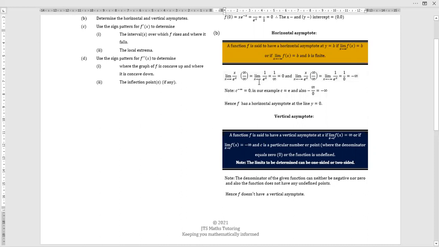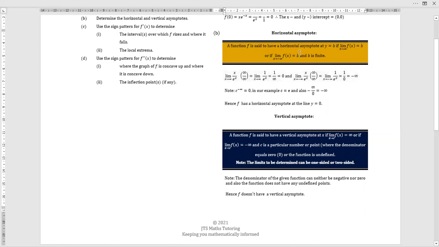Then you substitute your value for x there. You're going to have 1 over infinity, which is going to be equal to 0. And you do the same for when the limit is approaching negative infinity. You still get infinity over infinity, which is an indeterminate form. You apply L'Hopital's rule. You get 1 over e to the power of x, which is going to be 1 over 0, and the final result is going to be negative infinity.